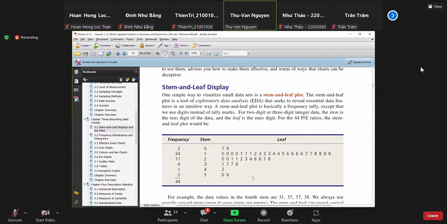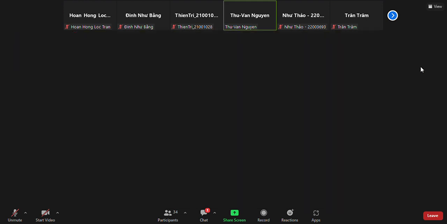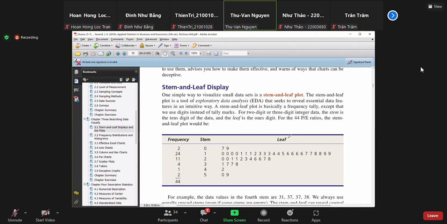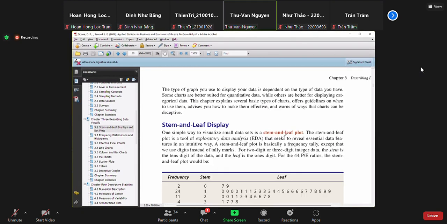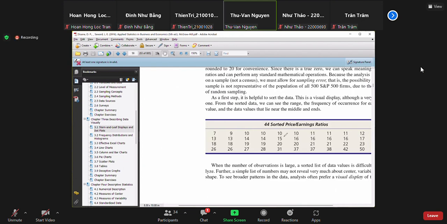First, you need to form a table consisting of 3 columns. In the first column, write the frequency. That means the number of times data values appear in the data set. The second one, stem, and the last one, leaf. Wait, okay, I think it's better. I will go back to this one.